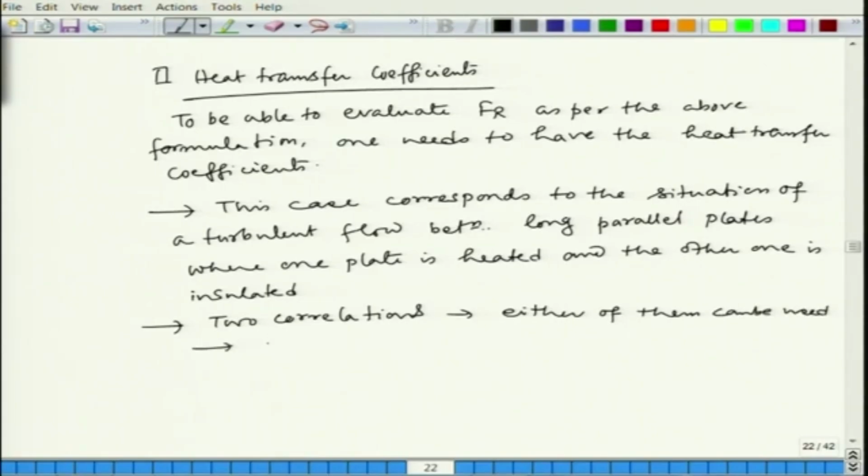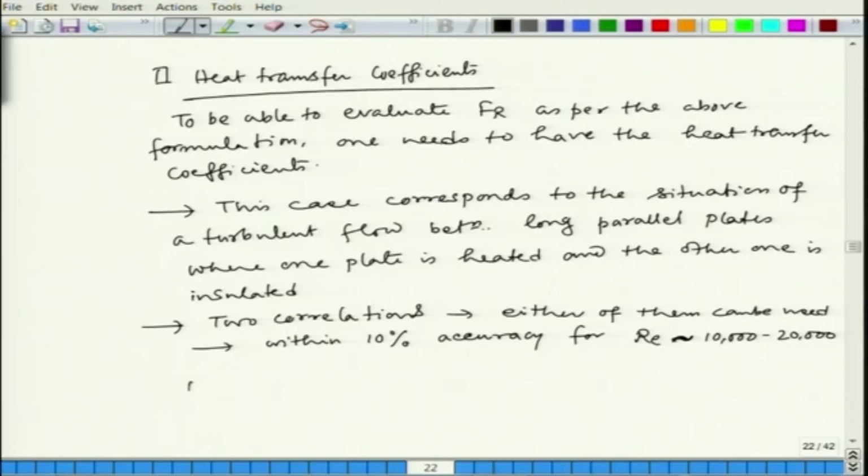Okay, both give you within 10% accuracy for the Reynolds number range of 10,000 to 20,000. So, that is the typical range that you will find for these air heaters, and it serves quite accurately, you will get the h. Okay.